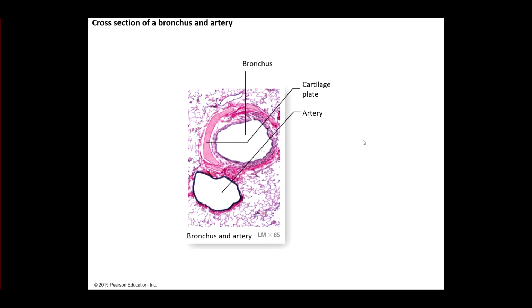Okay, this is just a cross section of a bronchus. So how do we know it's a bronchus? See the pink, this is cartilage out here. So this would show a cartilaginous plate. Right, a little bit out over here too. This just happens to be an artery next door.